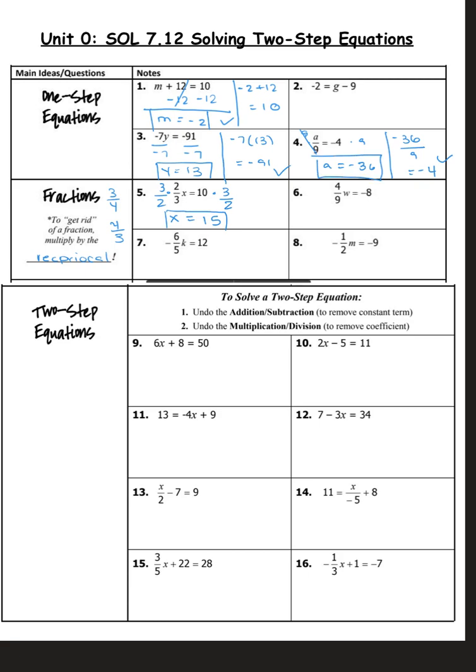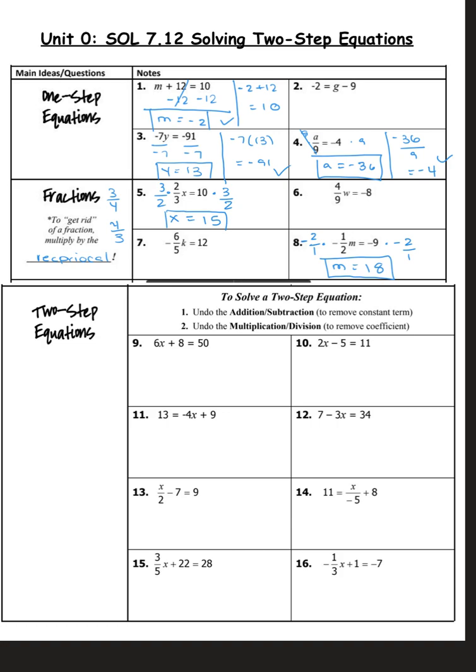All right, let's look at number 8. I have negative 1/2 m equals negative 9. So again, I'm going to multiply by the reciprocal. All I'm doing is flipping my numerator and denominator, but I'm still keeping my fraction negative. Be careful with that. So negative 2 times 1 gives me negative 2. 1 times negative 2 gives me negative 2. Negative 2 divided by negative 2 gives me m. I'm going to multiply by negative 2 over 1 over here as well. So negative 9 times negative 2 gives me a positive 18 over 1, which reduces to a positive 18.